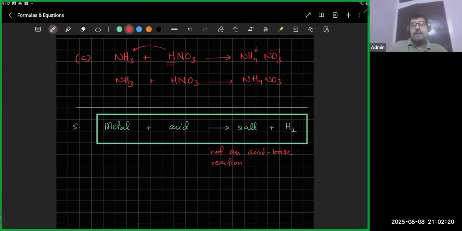Why is it not an acid-base reaction? Because in acid-base, one produces an H plus, and the other accepts the H plus, right? So that's what an acid-base reaction is, which is not going to happen over here. Instead it's a redox reaction. Well, we haven't done redox yet. For now, you just remember that this is a redox reaction.